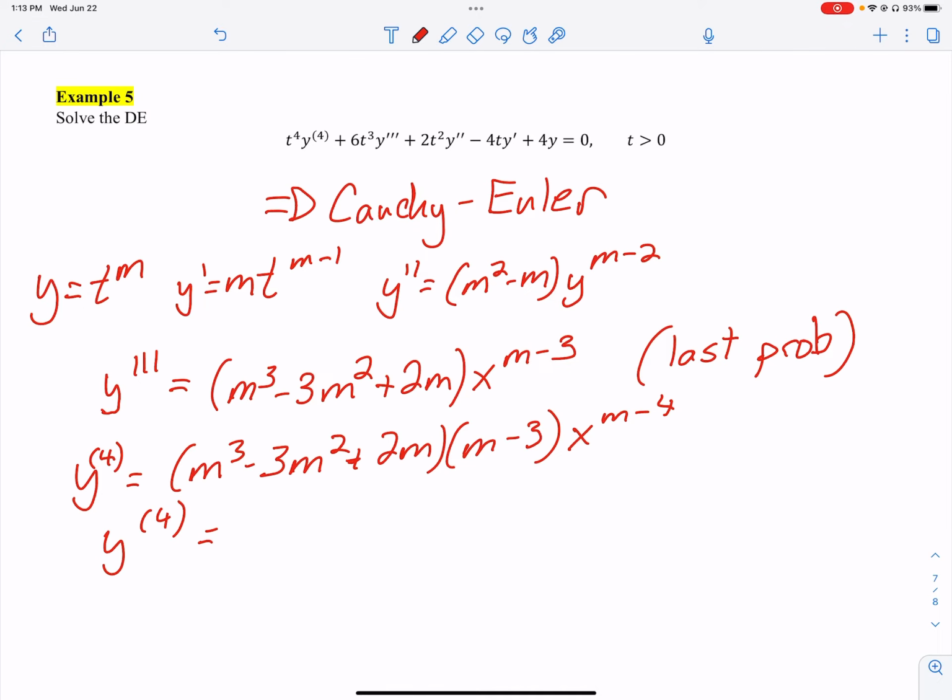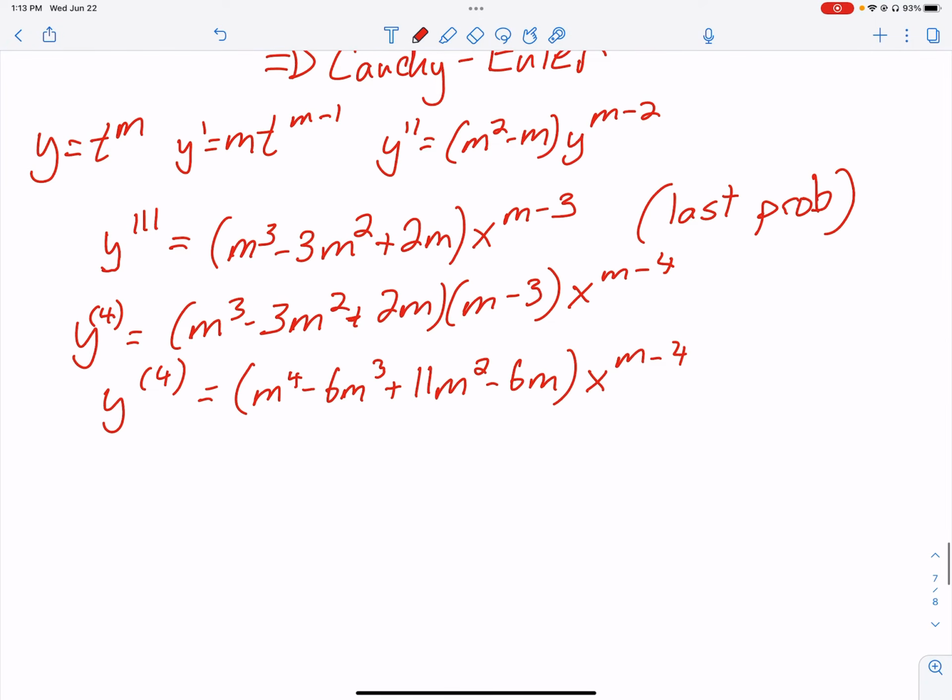Okay, so how this works out after I multiply all that out is I get m to the fourth minus 6m to the third plus 11m squared minus 6m, and this is still t to the m minus 4. All right, save us a little time there, multiplying that trinomial by binomial.